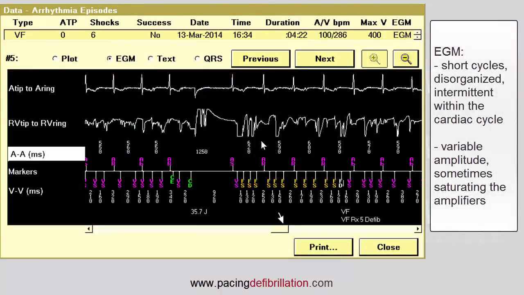The EGM is characteristic of a lead dysfunction. You can see very fast cycles. Some of them are at the limit of the blanking, completely disorganized with variable amplitude. Some of the cycles have a very important amplitude, saturating the amplifiers. This is clearly in favor of dysfunction of the conductor of the lead. So clearly the cycles are not related to the QRS and they are intermittent during the cardiac cycle.